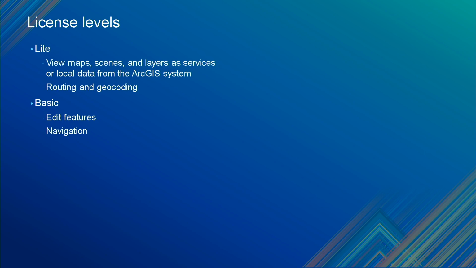If you're working with our route service that's available through location platform and you want to use turn-by-turn directions with that route service, that's available at Light, right? But a vast majority of those capabilities light up with our Basic license level.